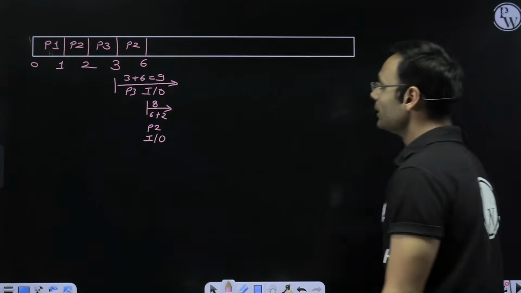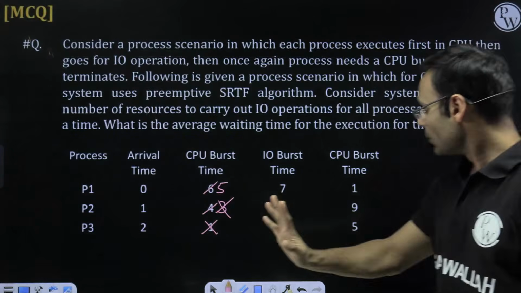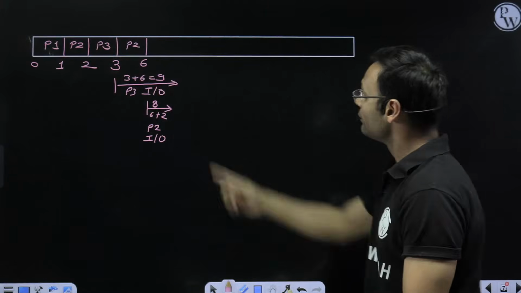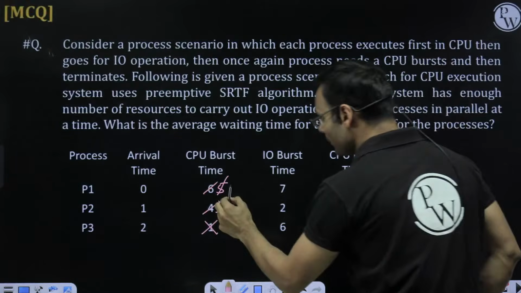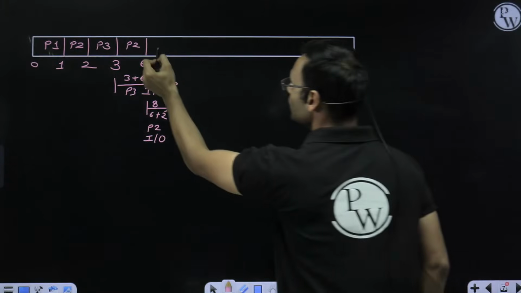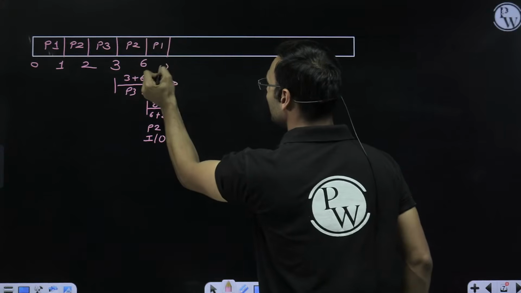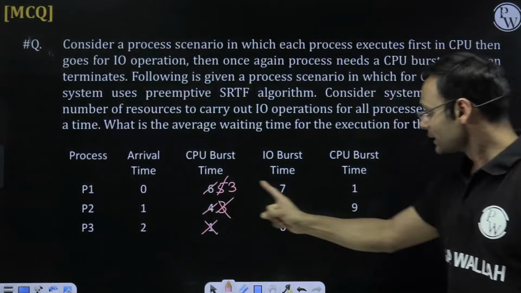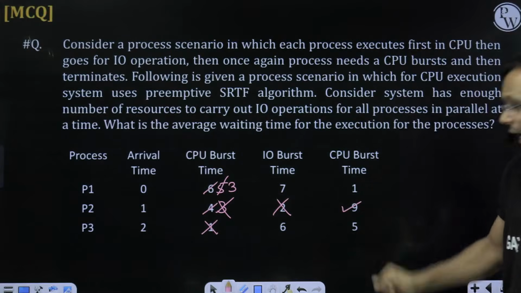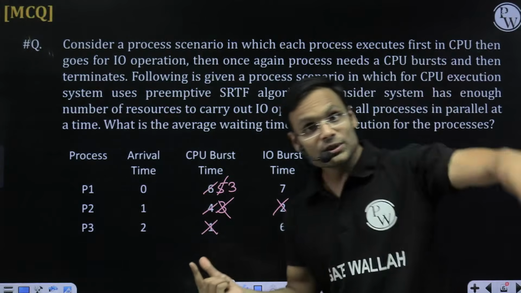Till 8 only. Okay, till 8, what I can do is I can run P1. So P1 I will run till 8, which is plus 2 time units. Remaining time is 3. Till 2 plus 2, P1 I am running till 8. And at 8, what happens? At 8, again process P2 arrives in the ready state.